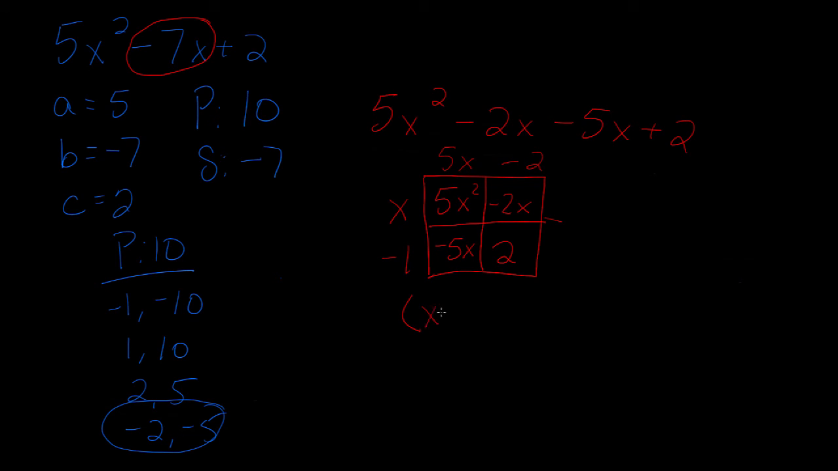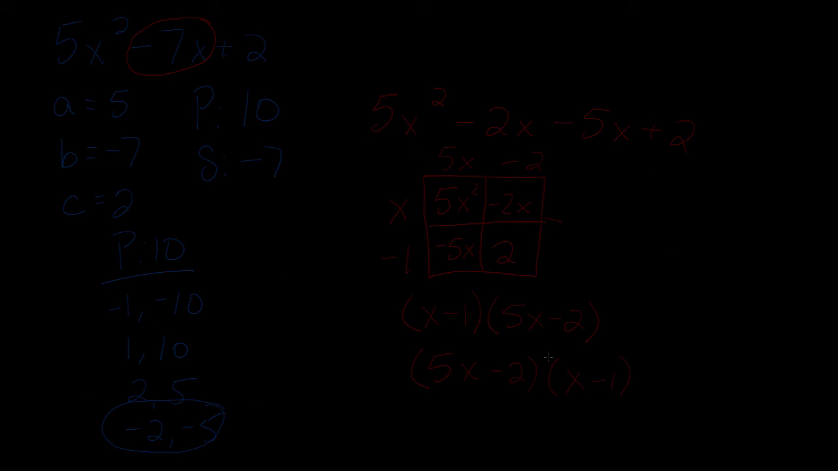Let's write out our answer. X minus 1 times 5x minus 2. Remember, it doesn't matter which order you write this in. So you may also have had 5x minus 2 times x minus 1. Either way, your answer is correct.